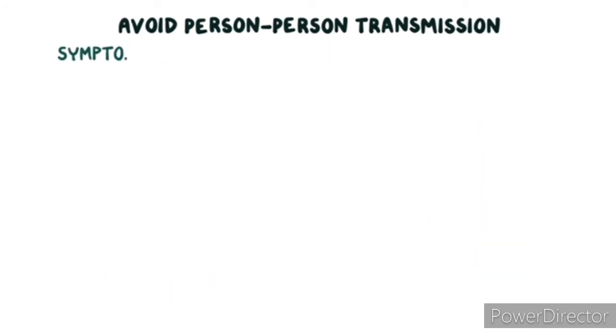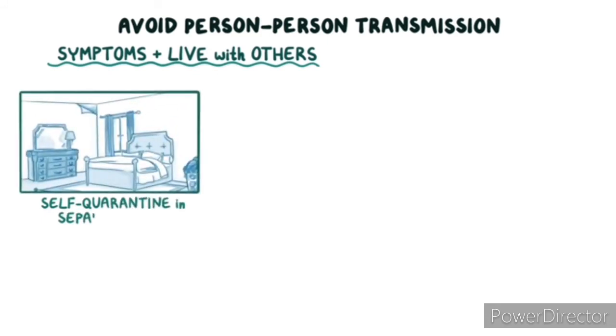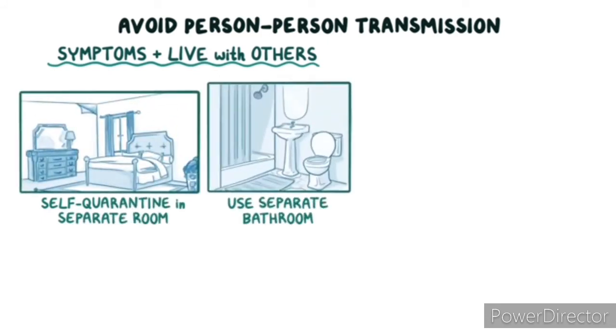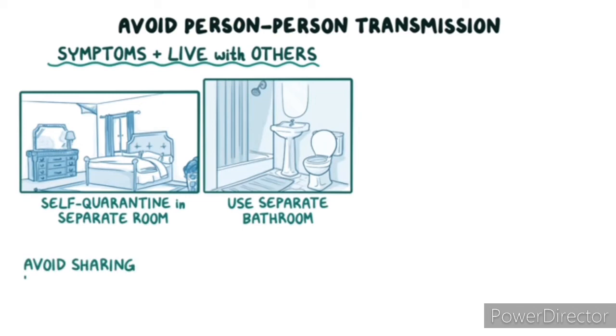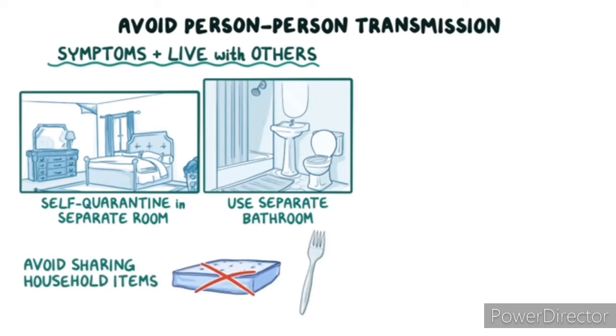For people with symptoms that live with others, or even with pets, they should self-quarantine in a separate room, and use a separate bathroom if possible. And they should avoid sharing household items like bedding or eating utensils.